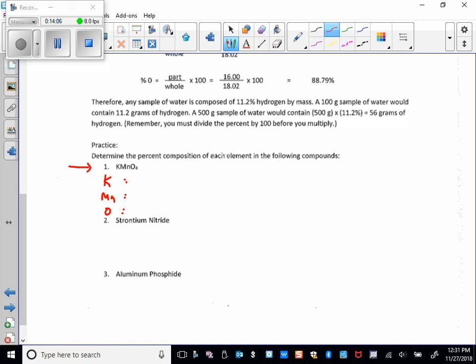I don't want the same hands up every time. I need participation. Can somebody tell me what I'm supposed to do next? Christina, what do I do next? How many atoms? Okay. Let her do it. 1 for potassium. I don't know how many for... What is written here as you see it here? 4 for oxygen. How many for manganese?